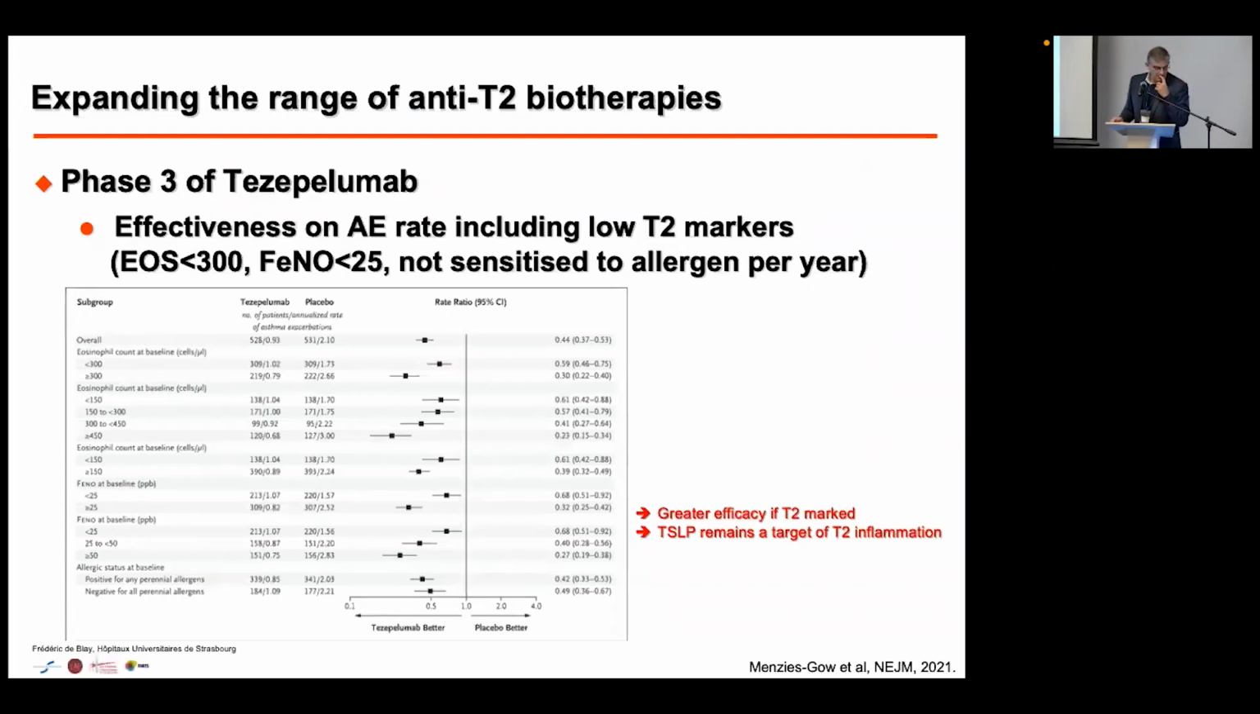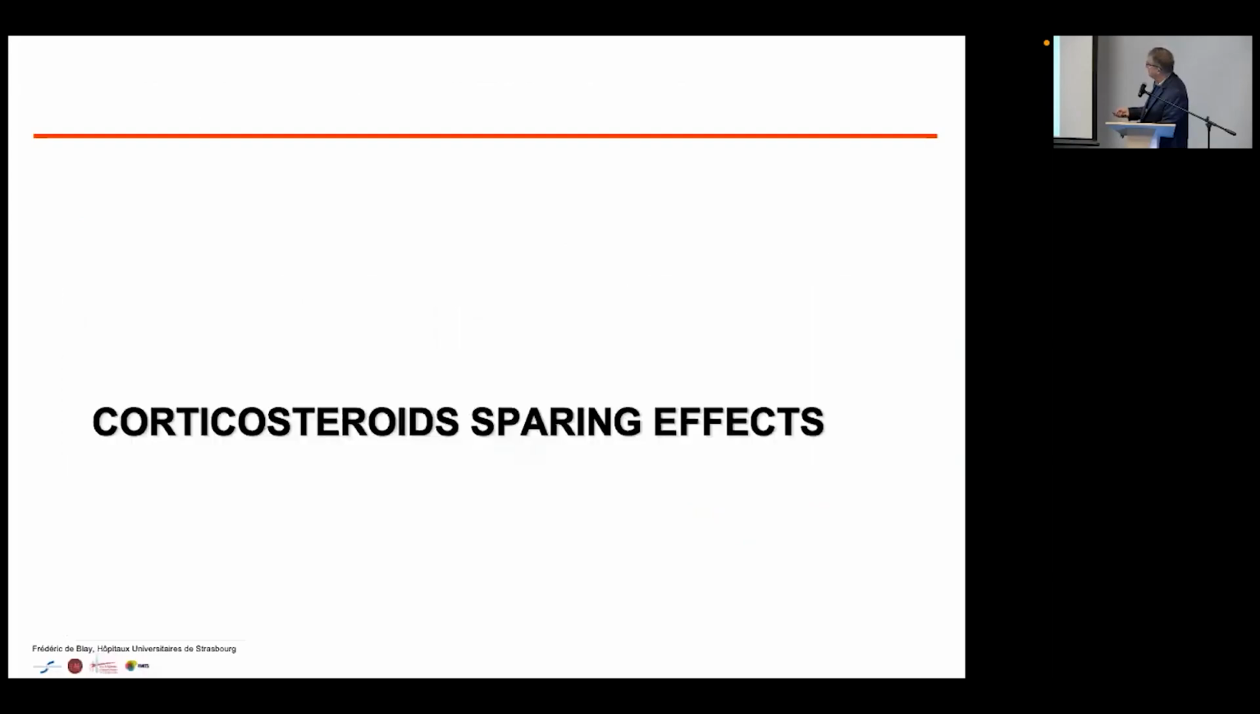Yeah, the phase 3 for tezepelumab. Yes, I just showed you that you have the same effectiveness in patients with low T2 markers and a greater efficacy with high T2 markers, but TSLP remains a target for T2 inflammation, and that's also tezepelumab. You obtain exactly the same results.